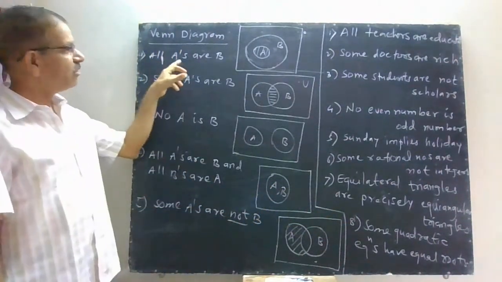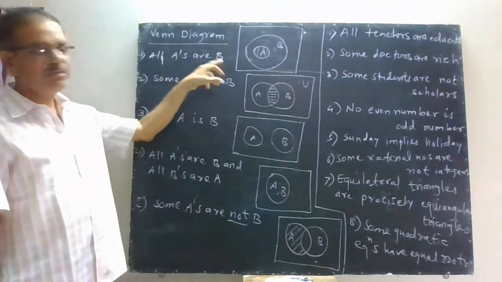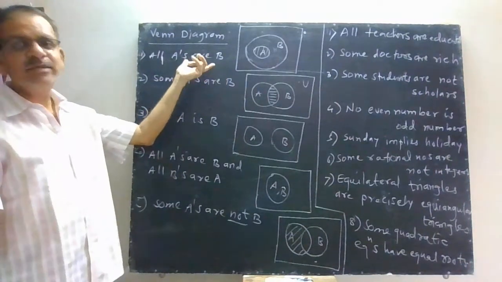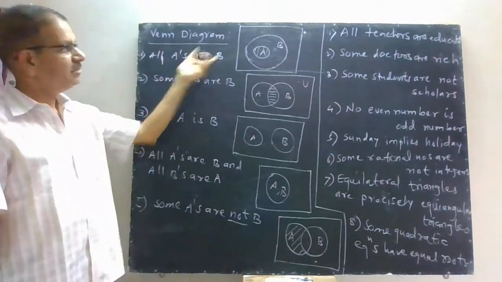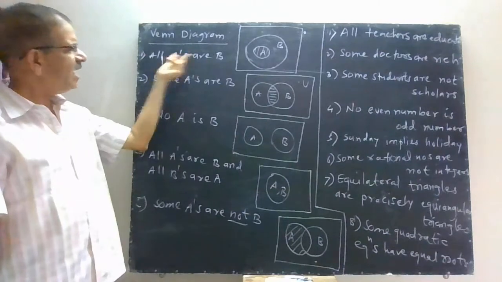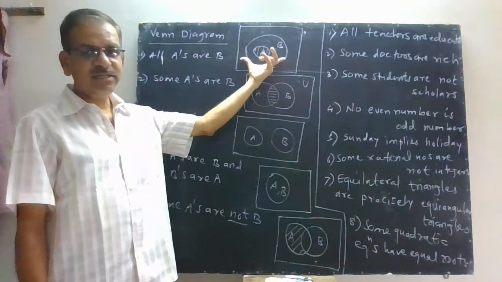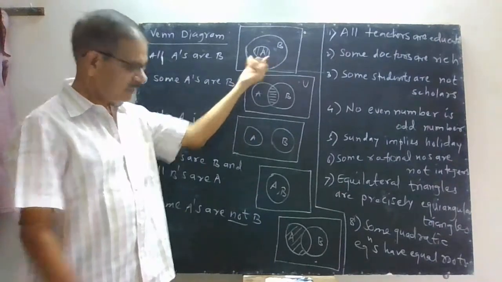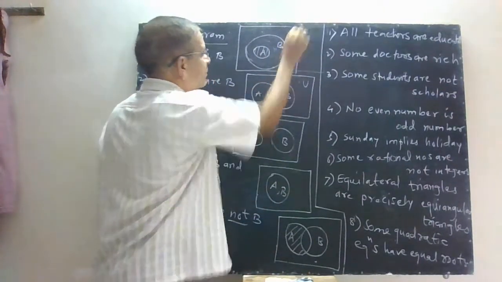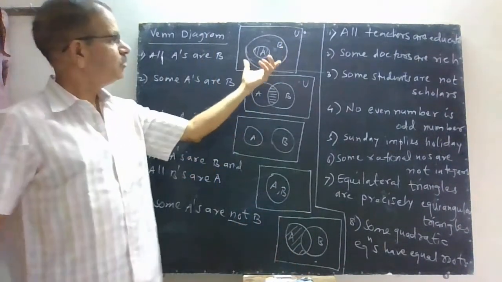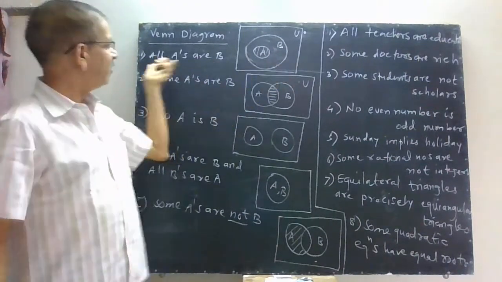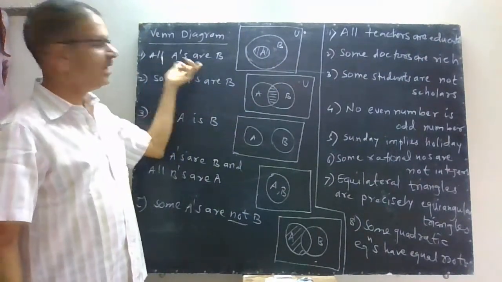Now see, for all A's are B means it is like subset relation between A and B. It will be of this type. A and B are any two sets. All A's are B means your B is bigger one, A is smaller one, and this is your universal set. So you will draw a diagram of this type when the statement is of the type all A's are B.